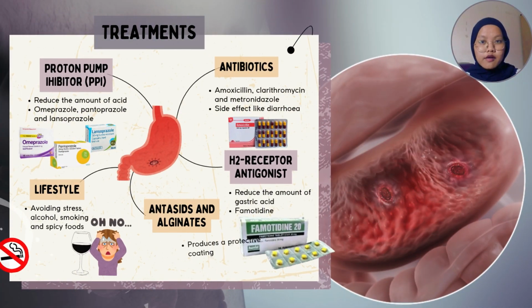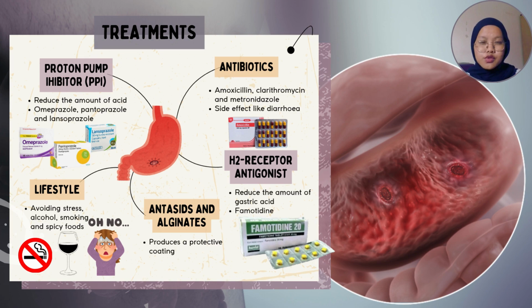For the treatments, we have proton pump inhibitors. They reduce the amount of acid produced in the stomach. Next, we have antibiotics. Some patients might have a side effect like diarrhea. Third, we have H2 receptor antagonists. They also reduce the amount of acid but work differently than PPIs. Fourth, we have antacids like alginates. They produce a protective coating for healing.